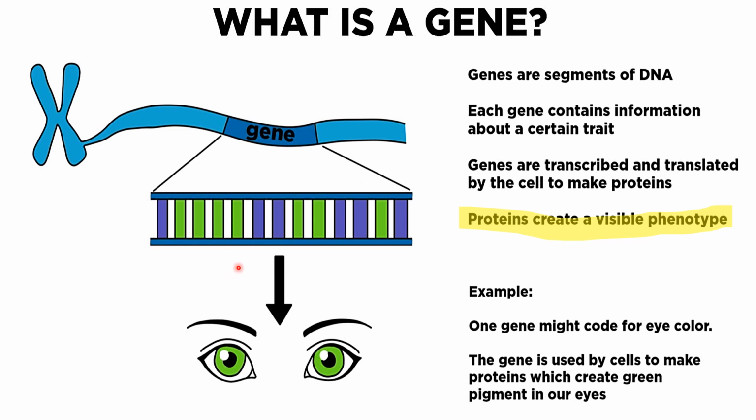Here one gene might code for eye color. In the example I have given, a gene codes for the eye color in humans. The gene is used by the cells to make proteins which create green pigment in our eyes. So this is the part of a gene which creates the green pigment in our eyes.